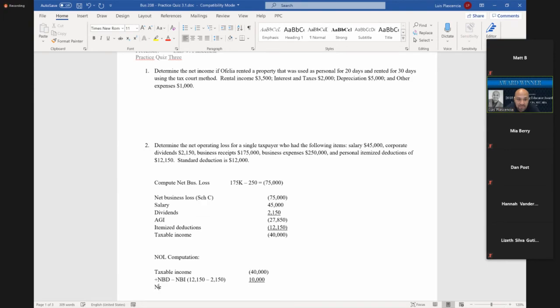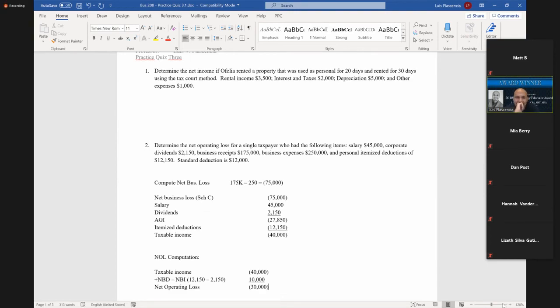So even if it's a salary, that's considered business income. Yes, even though it's not business receipts. Yes, because it's active. Exactly, because it's active.